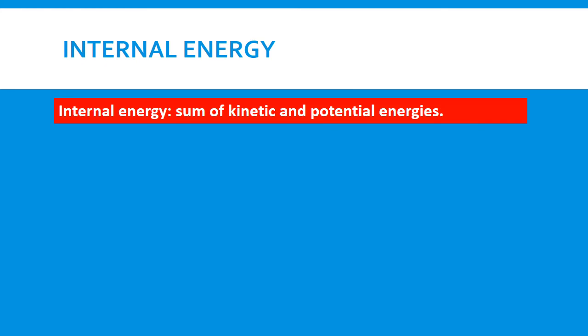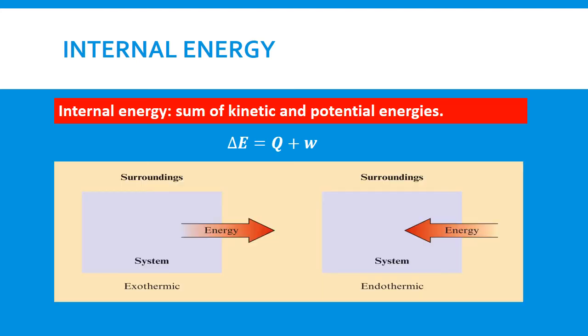Let's talk about internal energy. Internal energy is the sum of our kinetic and potential energies. Or as we say, the change in internal energy, delta E, is equal to Q plus W. Q is equal to your heat content, and W is equal to the work done. So our system versus surroundings.